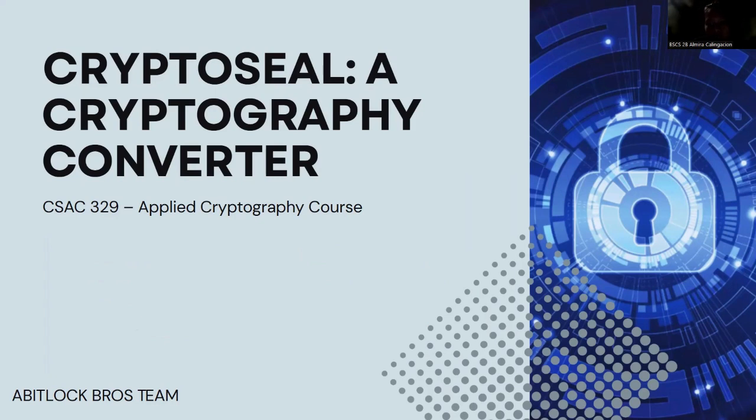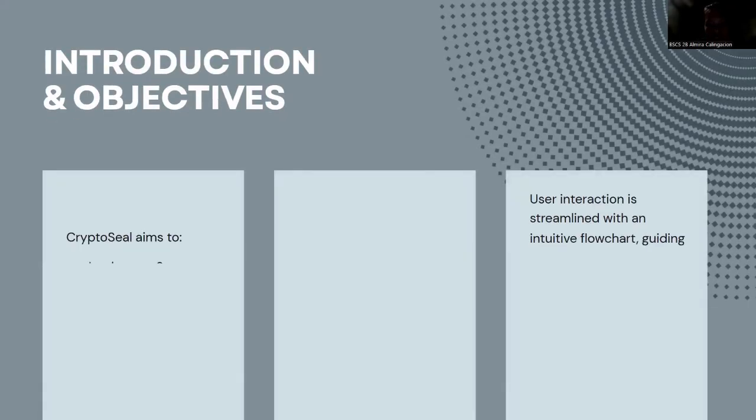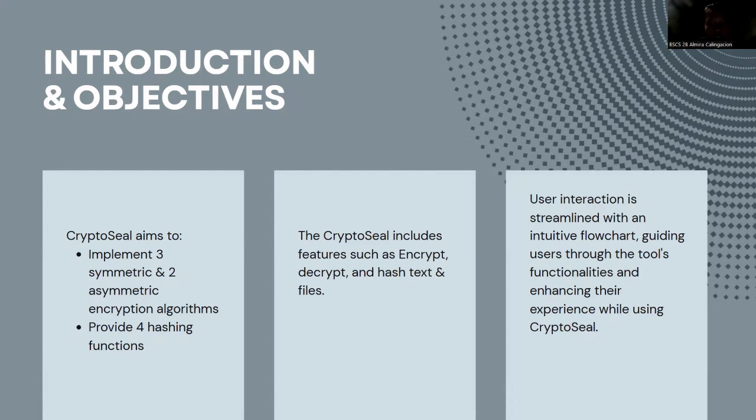CryptoSeal is a secure, web-based toolkit that enables users to encrypt, decrypt, and hash both text and files using modern cryptographic methods. Our introduction and objectives is to demonstrate cryptography in action. Our objectives are to implement three symmetric and two asymmetric encryption algorithms, provide four hashing functions, and integrate user roles. CryptoSeal includes features such as encrypt and decrypt, and hash text and files.